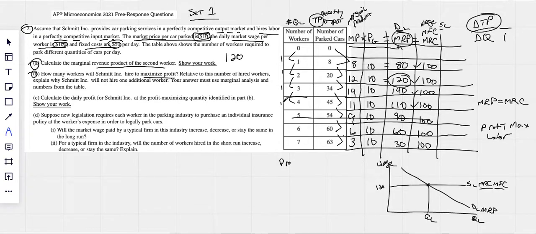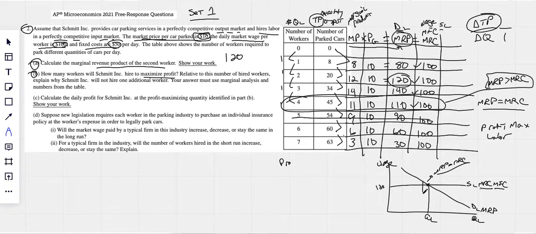We would hire the fourth. Now, recognize that for the fourth worker here, your MRP is greater than your MRC. Well, you're going to say, Charles, you said profit max is where MRP is equal to MRC, and I still agree with that. I know that right there is where MRP equals MRC, but we're talking about the real world. It's kind of sloppy, right? I can't hire 4.5 people. I can either hire 4 workers or I can hire 5 workers.